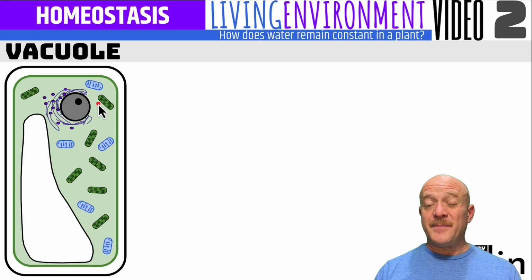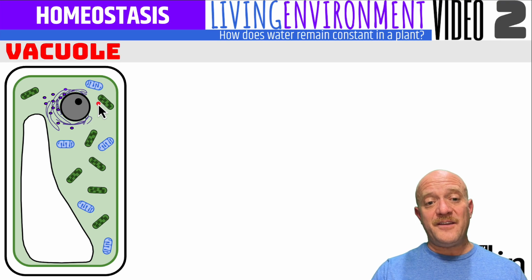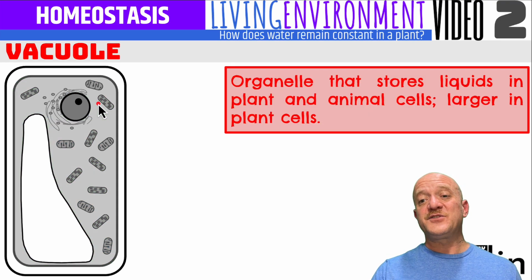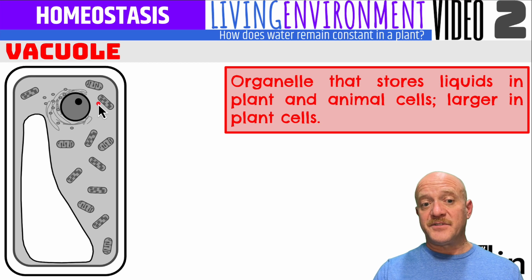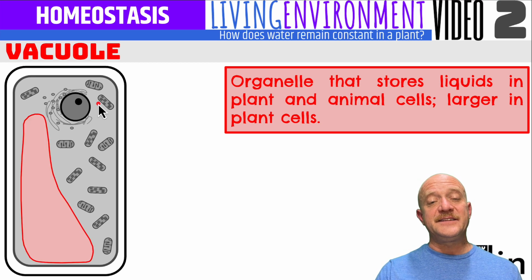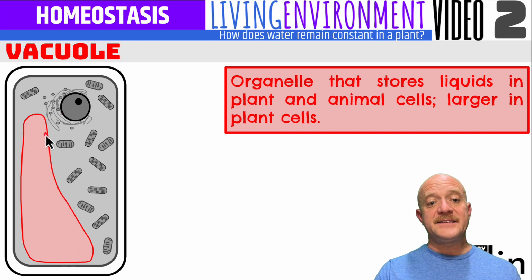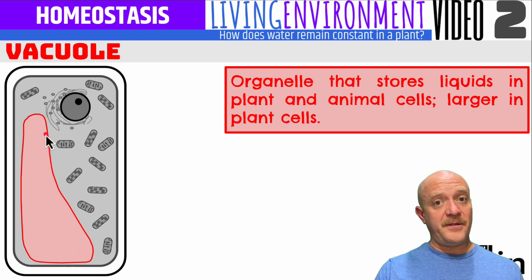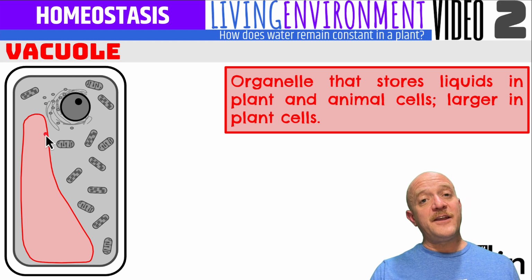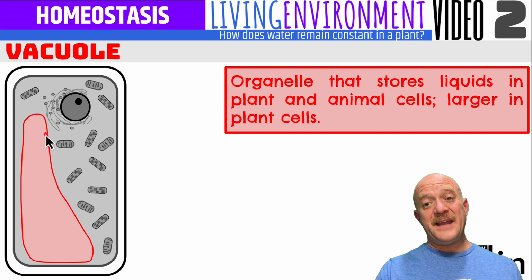So we need to talk about the vacuole. And the vacuole is an organelle that stores liquids in plant and animal cells. In plant cells, it is going to be much larger. This is the vacuole. So when the vacuole is filled, the plant will have enough water. When the vacuole is not filled, the plants may start wilting. The leaves may start drooping.